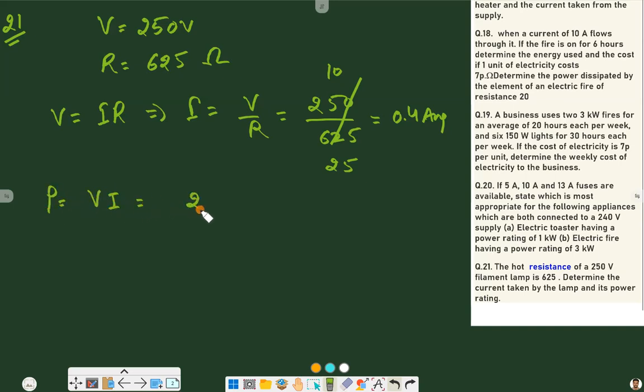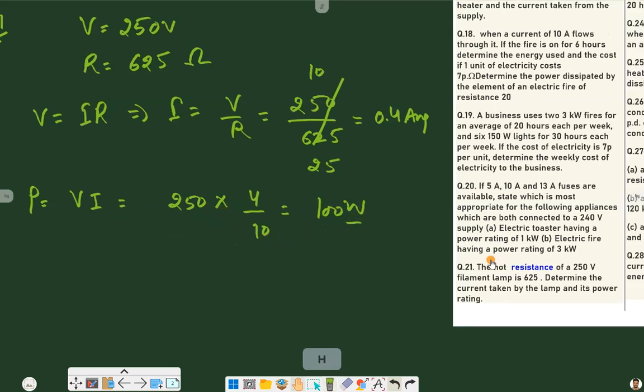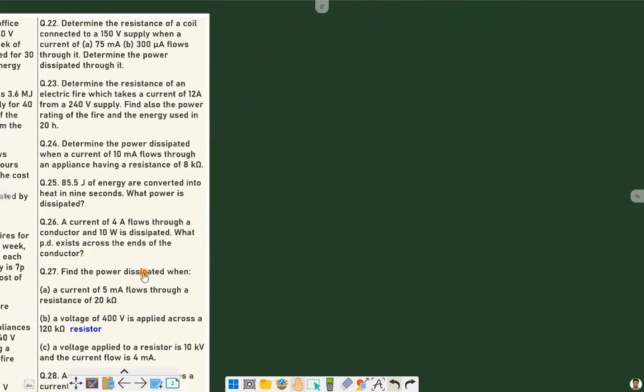Now power is voltage into current. Potential is 250, current is 4 by 10, so 100 watt is the answer for power. So this is question number 21. Let's move to 22.